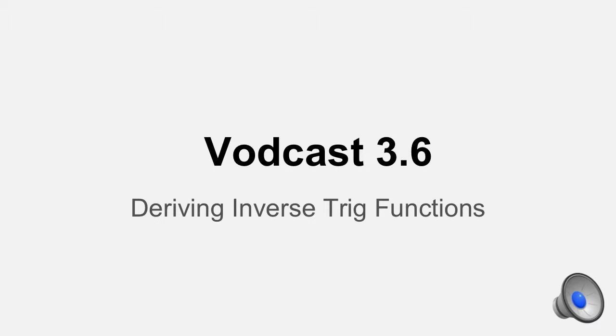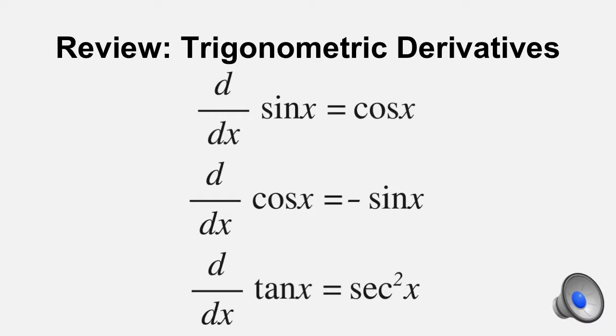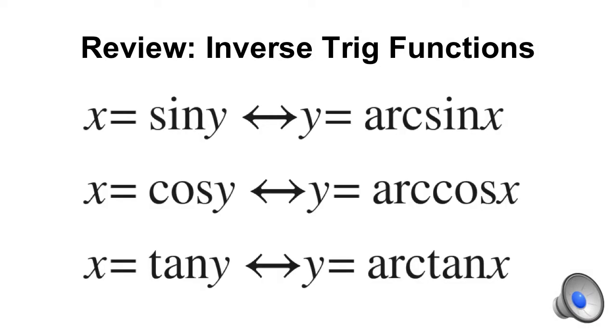We will first review the derivatives of the trig functions. The derivative of sin x is equal to cosine x. The derivative of cosine x is equal to negative sine x. And likewise, tangent x will become secant squared x. We will be reviewing the inverse trig functions and their definitions. Take a look at it.